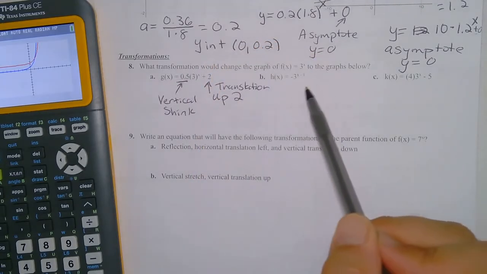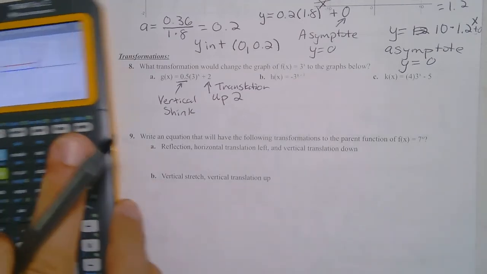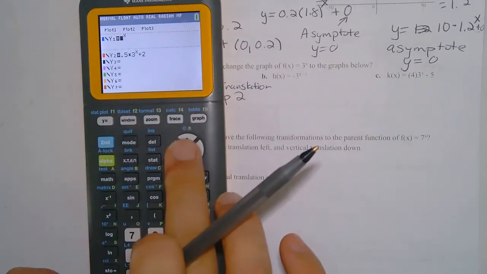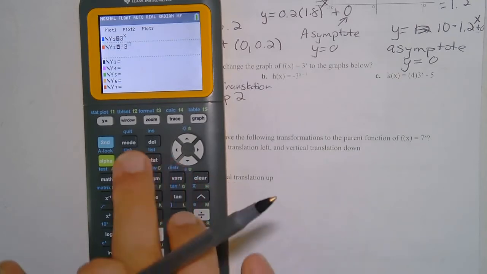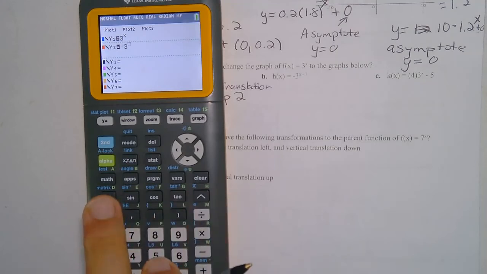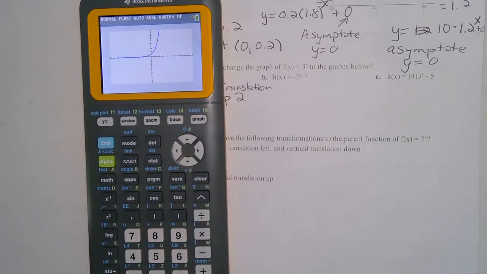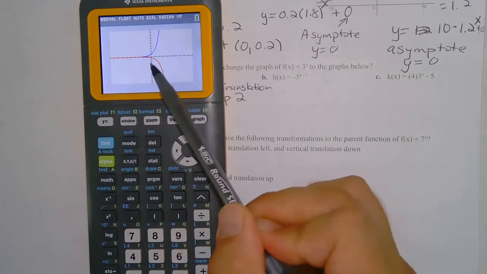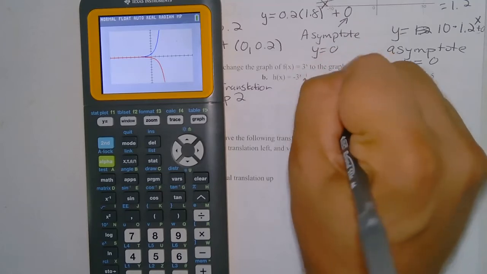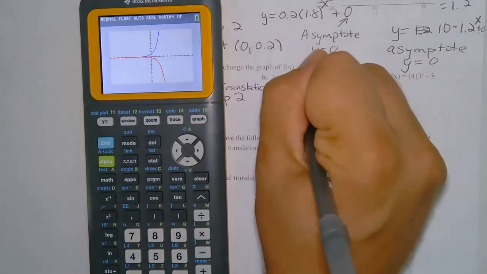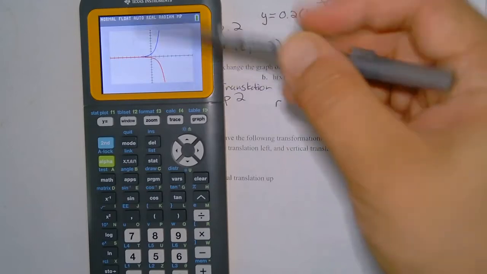So that's just a translation that moves it up 2. Same idea here. If you look here, we did negative 3 to the x minus 1. So I'm going to clear this out. And we did negative 3 to the, and I put in x minus 1. This is going to shift the function. So if you notice, it moved it to the right. So that moves it to the right one spot. And then the negative in front of it is a reflection over the y-axis.